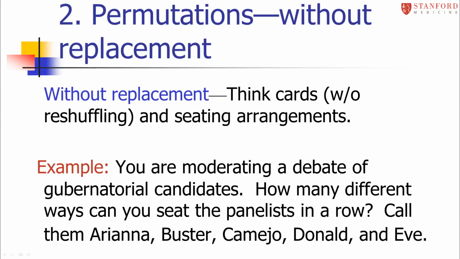This is without replacement because once somebody sits down in one chair, they're gone. You can't have Ariana be repeated twice, right? It's a person, so she cannot repeat. So this is without replacement. So how do I solve this one?